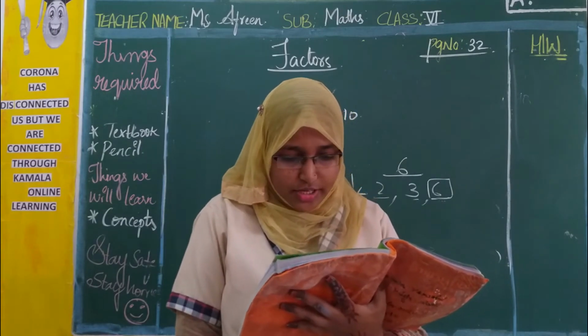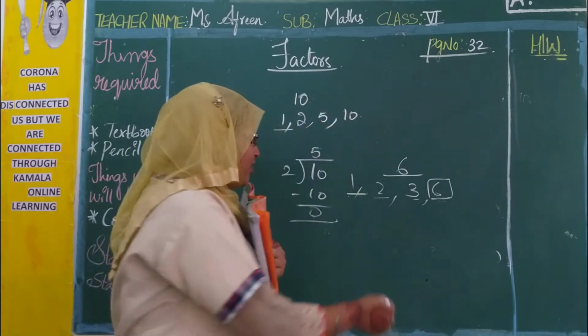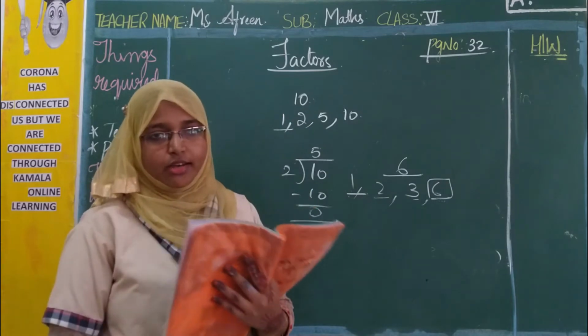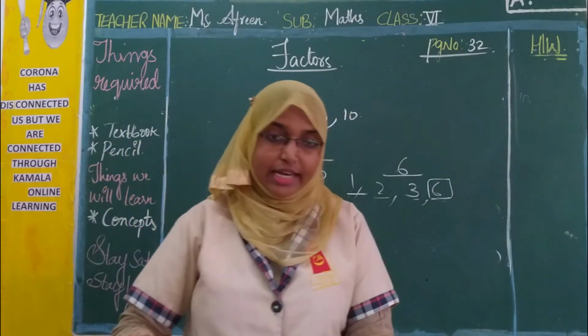The number of factors of a given number is countable. However many factors we get, we can count them. So these 4 points are very important.